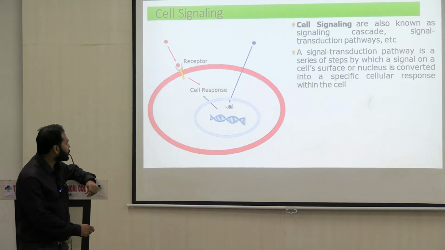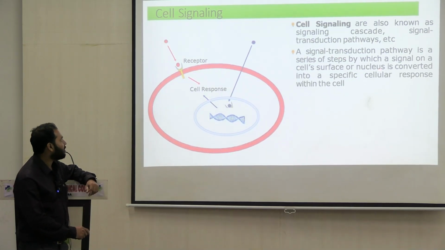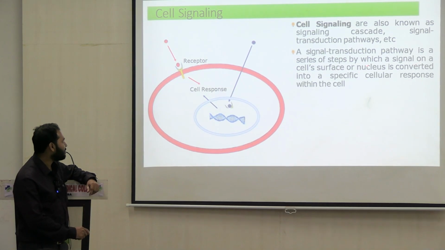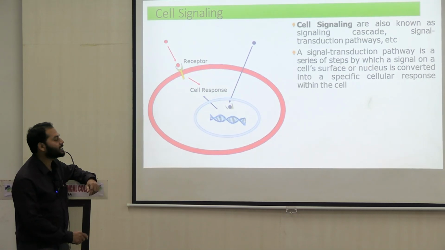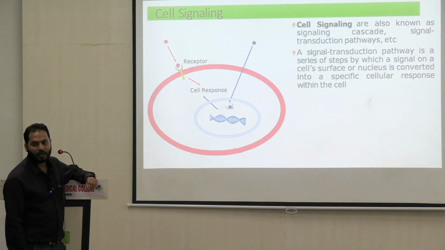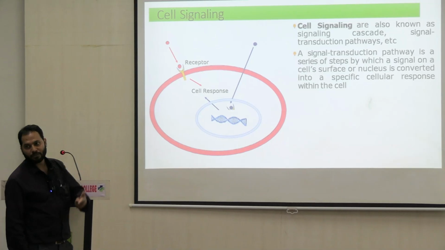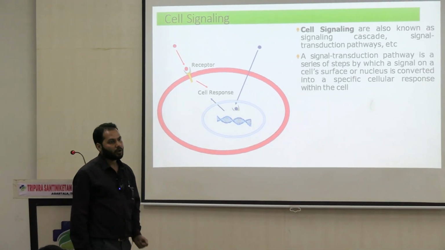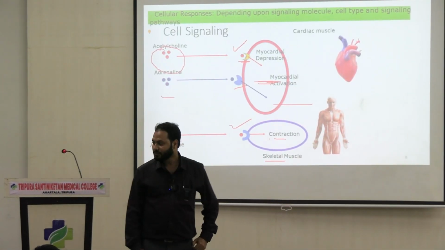So a signal transduction pathway is a series of steps by which a signal on a cell surface or nucleus is converted into a specific cellular response. This is the ultimate thing, cellular response, and that cellular response is very vital to maintain the homeostatic balance of the cell.